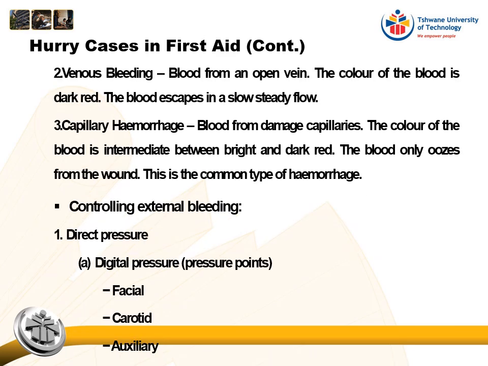Number 2 on the types of hemorrhage is venous bleeding. So this blood is coming from an open vein. The color of the blood is dark red. The blood escapes in a slow, steady flow.